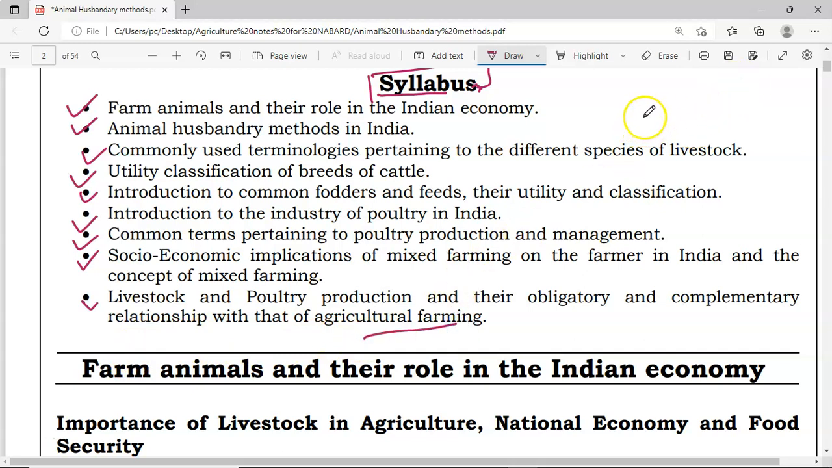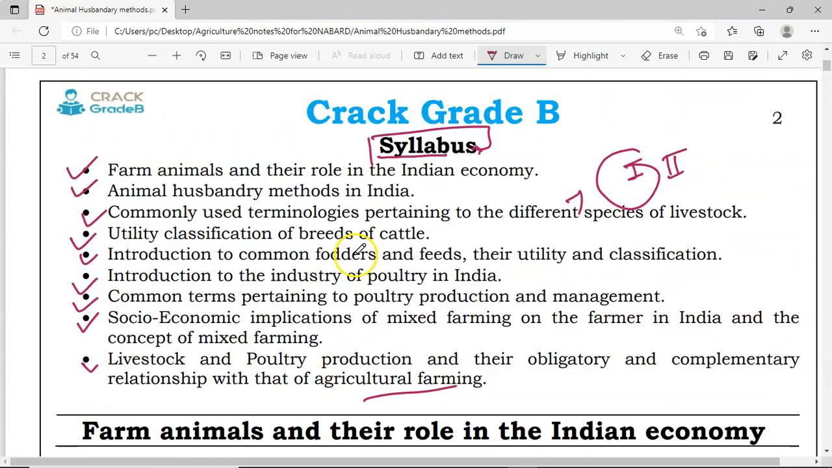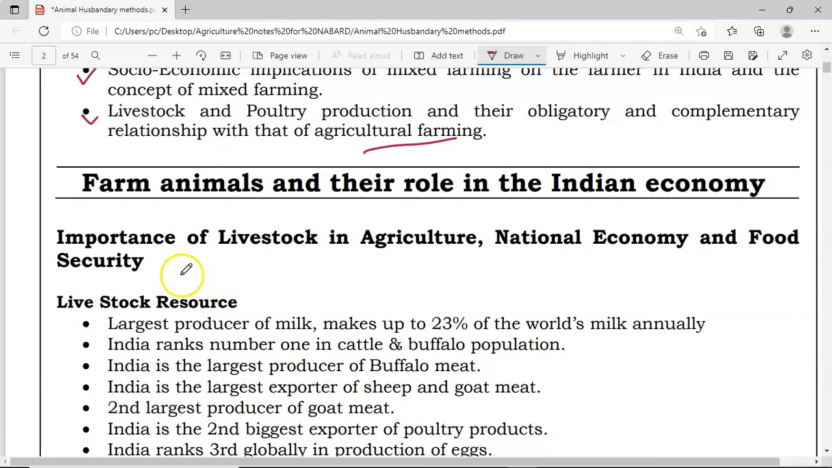We will cover this whole part of your syllabus in two parts, the first part and the second part. Today we will discuss only the first part. Our first part of the syllabus is farm animals and their role in the Indian economy.